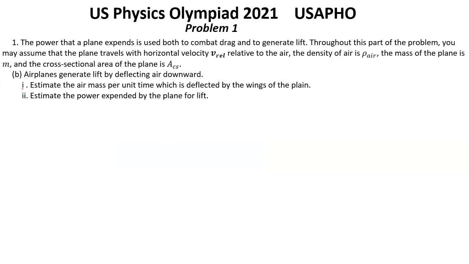Answer for question B. Estimate the air mass per unit time which is deflected by the wings of the plane. Because mass flux is given by rho multiplied by v, the rate is rho v multiplied by ACS. That was the answer for question B, first one. Second one. Estimate the power expended by the plane for lift.